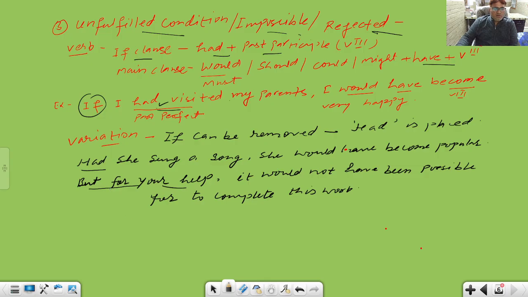If we write it in the traditional way, then how can we say? We can say, if you had not helped me, and then the rest, the second part. So this is the variation. In place of this, you can use only but for your help. So this way you can make a sentence.